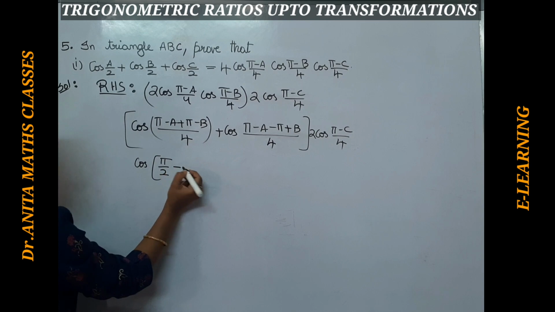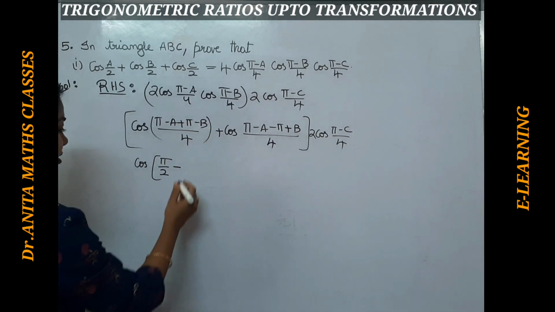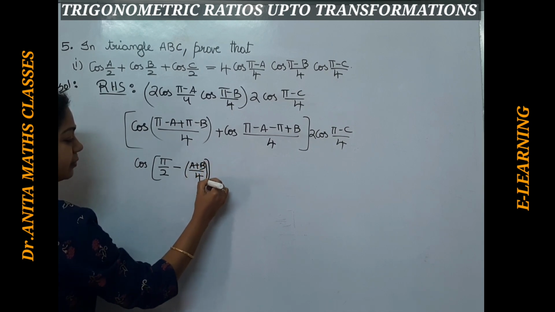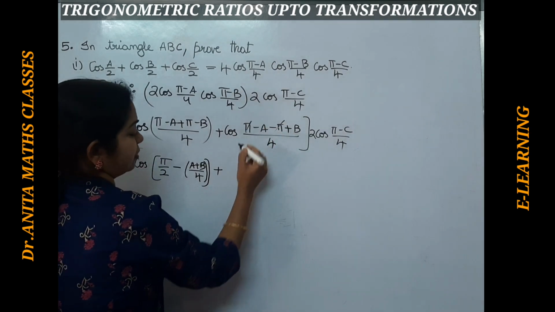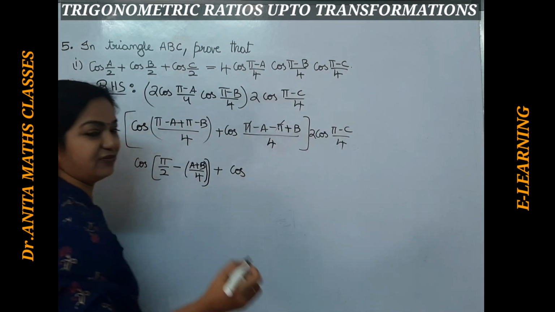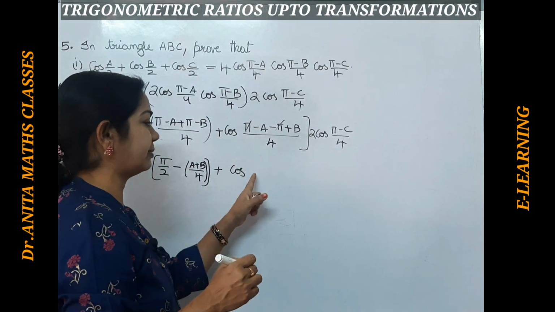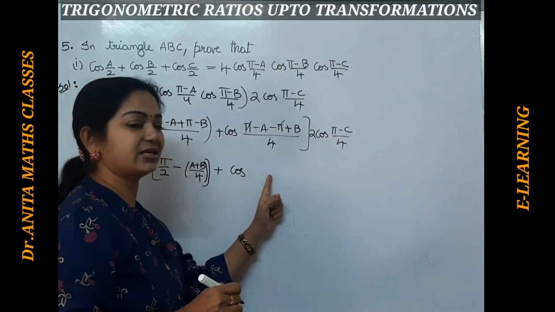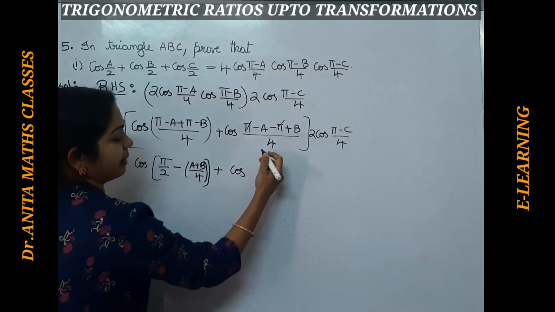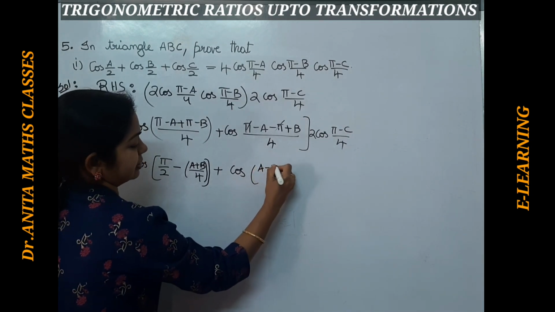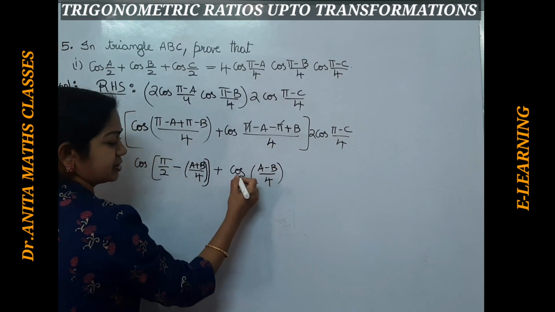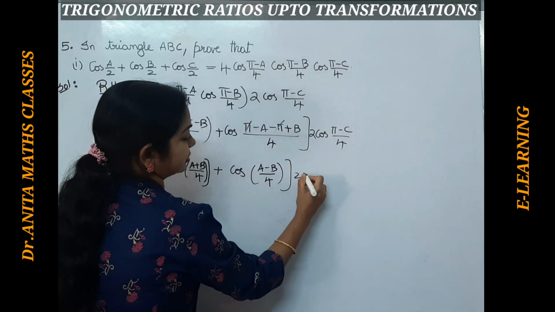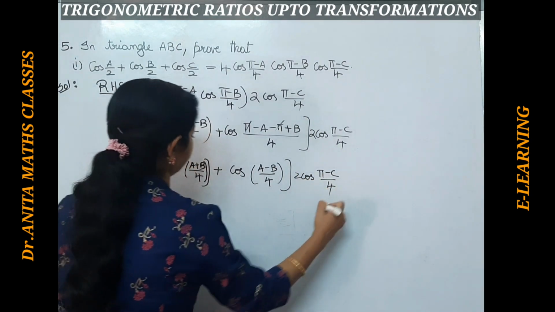And if I take a minus common, (A+B)/4, right? So (A+B)/4. Plus, here π and π goes off, cos of minus (A−B)/4. If you are taking minus common, here A plus B it will become A minus B. So if you are taking minus common, cos of minus theta is cos theta only. So let us remove the minus here. So this becomes (A−B)/4. So minus comes out, cos of minus theta is just cos theta, so minus we can eliminate here. So 2 cos (π−C)/4.